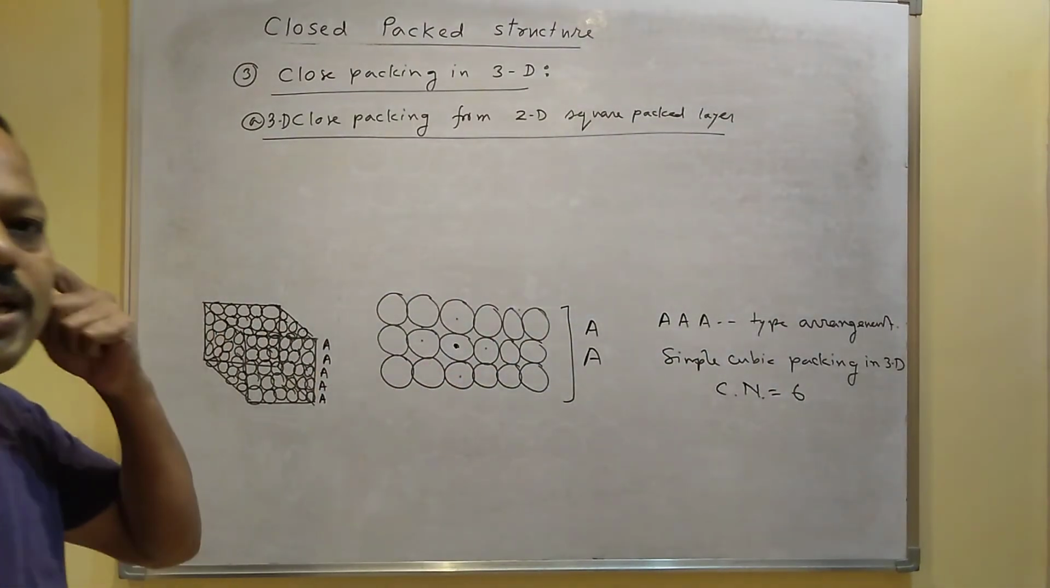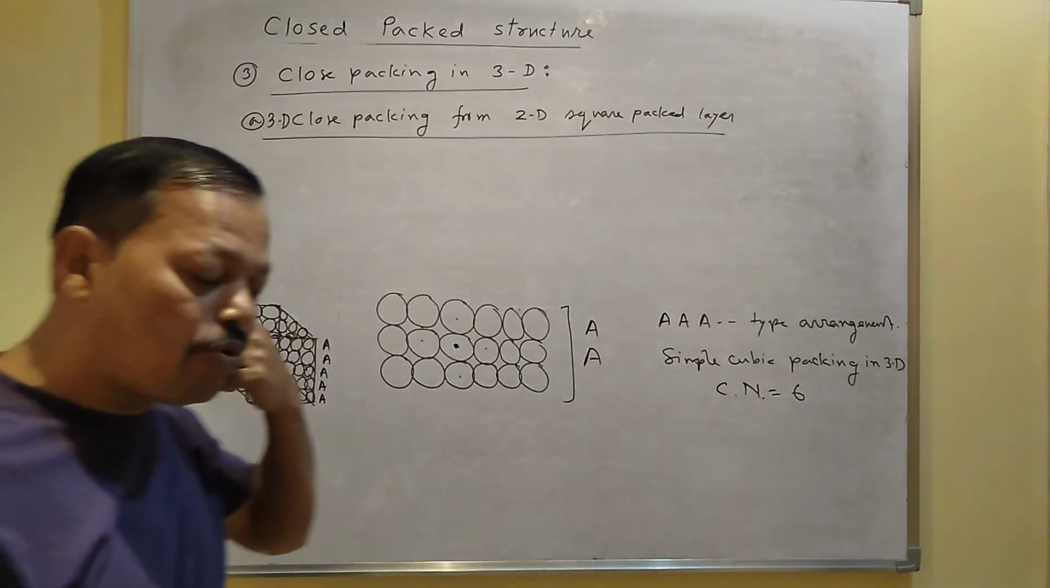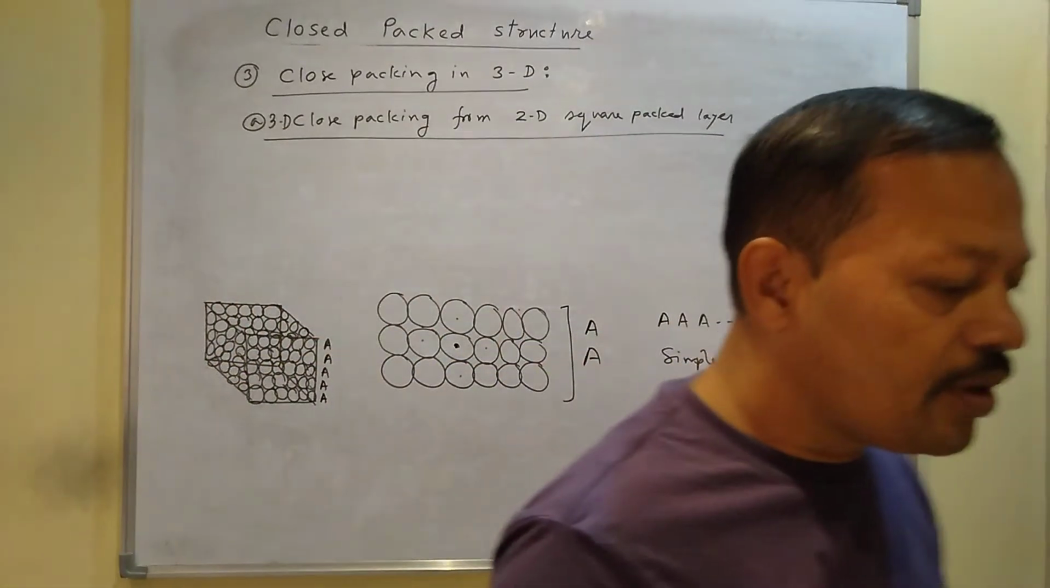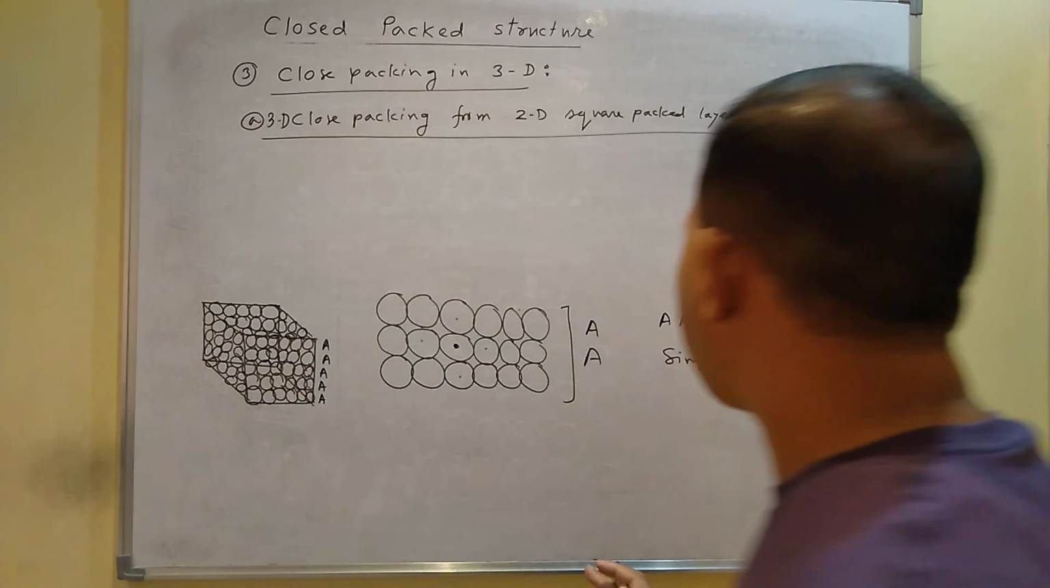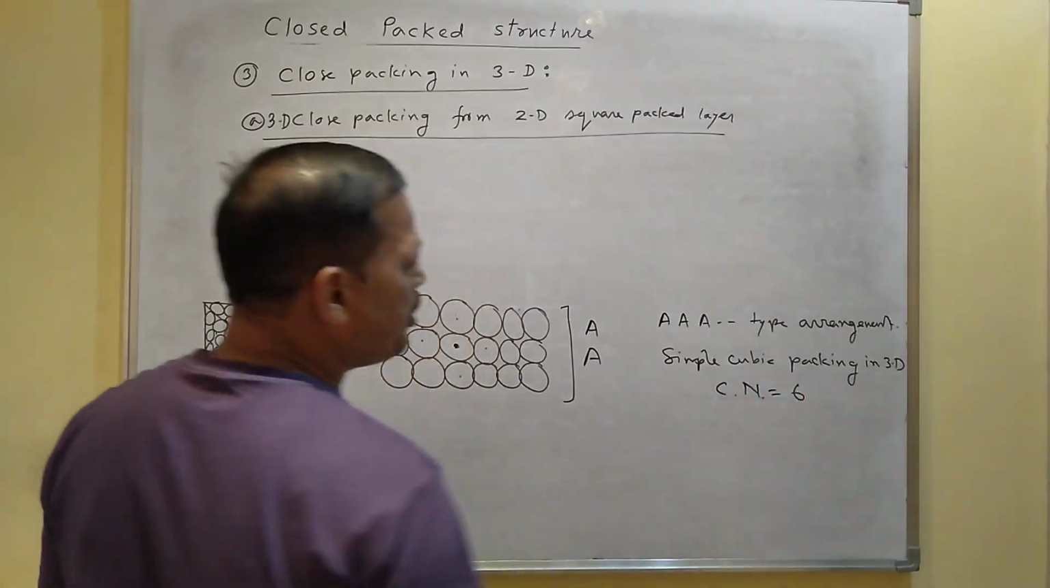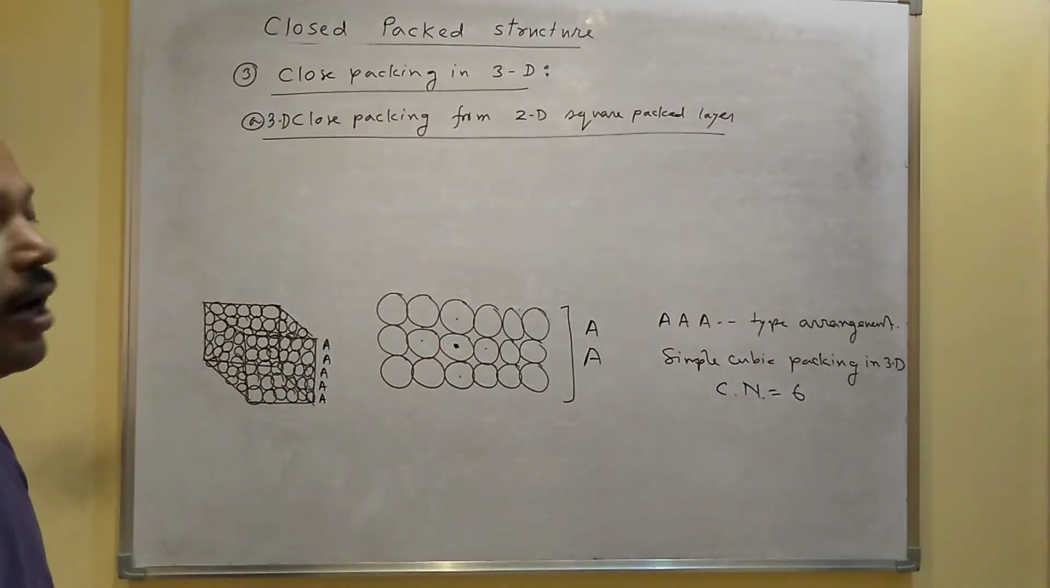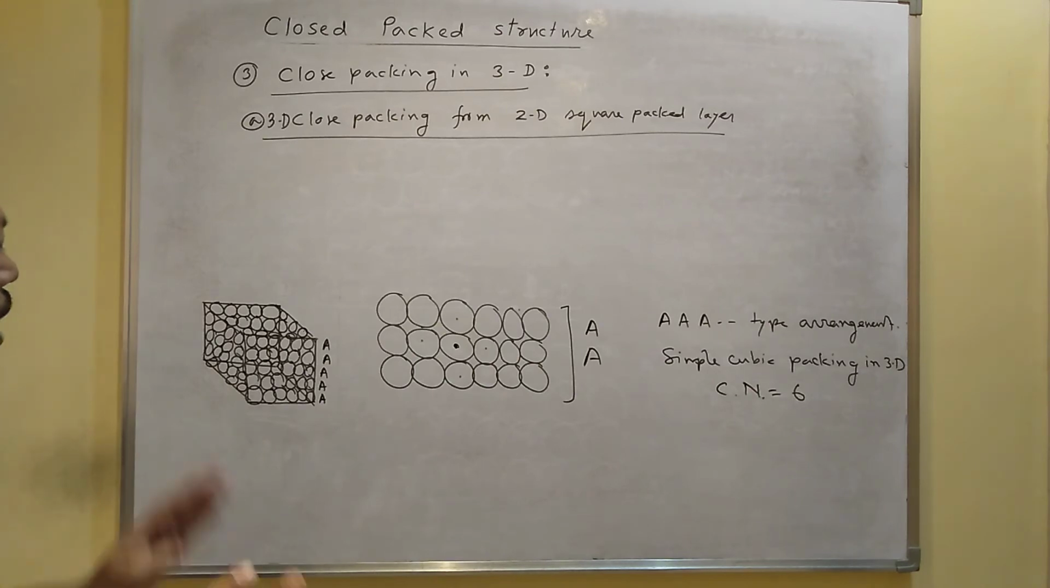So these coordination numbers are very important. In the exam, the question will ask: in 2D hexagonal close packing, what is the coordination number? In 2D square close packing, what is the coordination number? In 3D simple cubic packing, what is the coordination number? This type of question will be asked, and that is why you should know the coordination number in different types of arrangement. So have you got it?